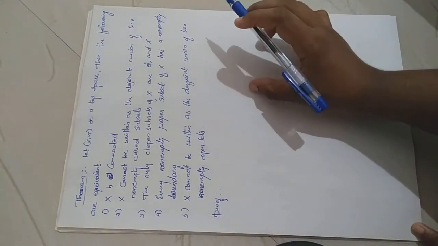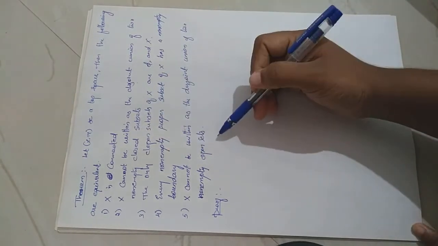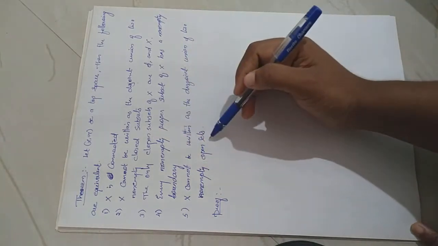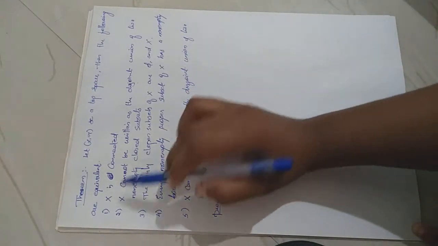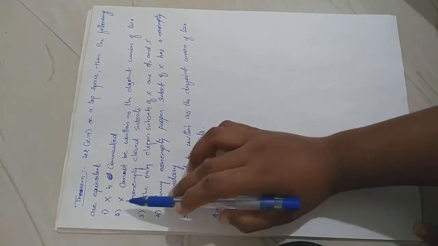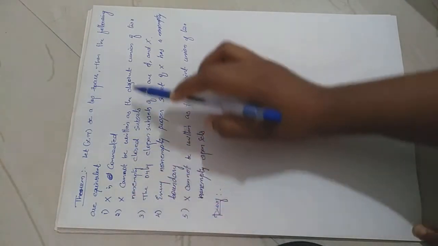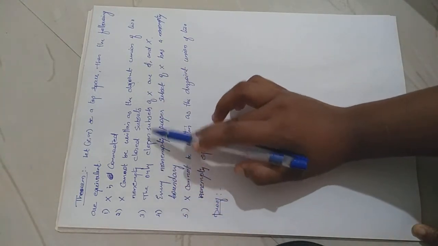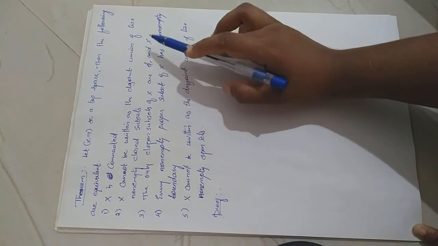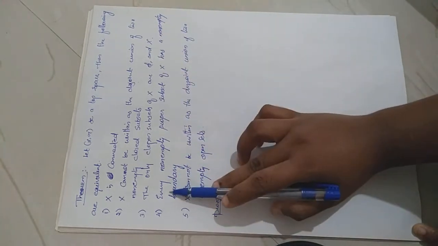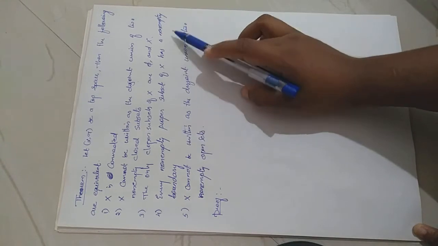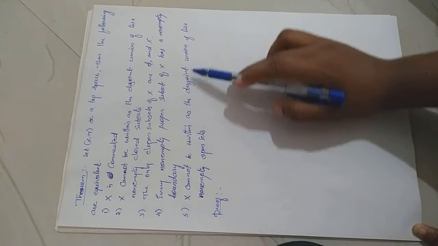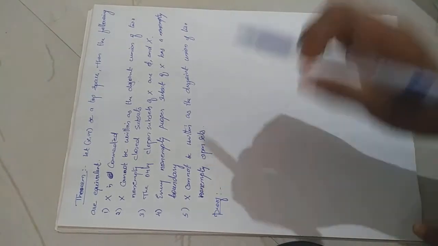In the previous class, we discussed some equivalent conditions for disconnectedness. Here, we will discuss equivalent conditions for connectedness. The first statement says X is connected. Second one, X cannot be written as disjoint union of two non-empty closed subsets. Third one, the only clopen subsets of X are the empty set and X itself. Fourth one, every non-empty proper subset of X has a non-empty boundary. Fifth one, X cannot be written as the disjoint union of two non-empty open sets.